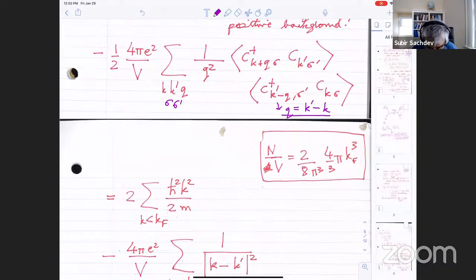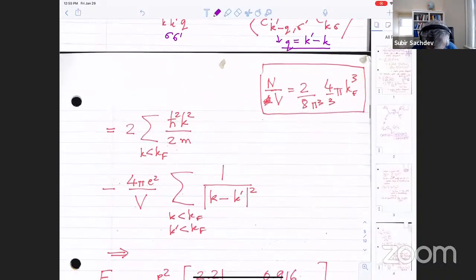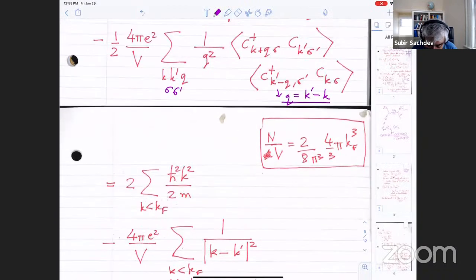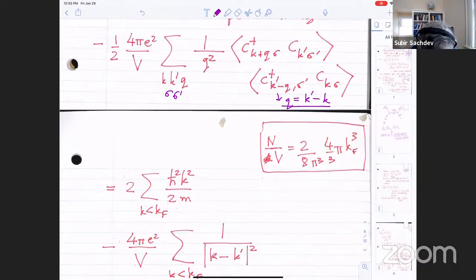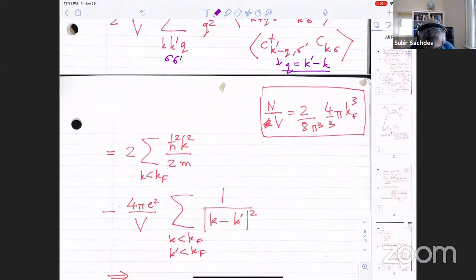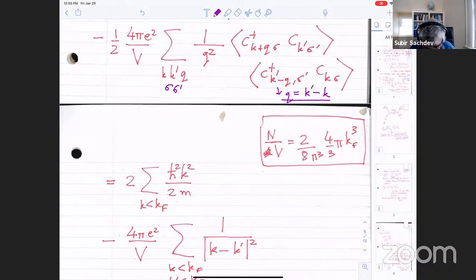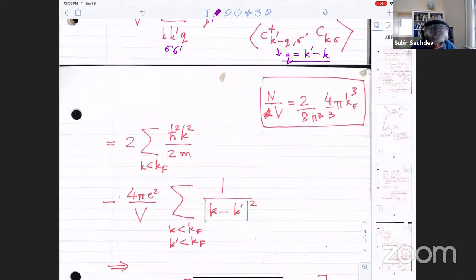All right, so now you've worked this out. And now what happens? Sorry, I've totally forgotten here. Okay, so Q equals K prime minus K. Yes. Okay, that gives you this.